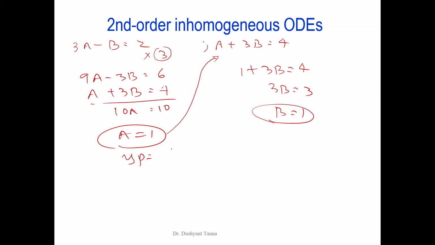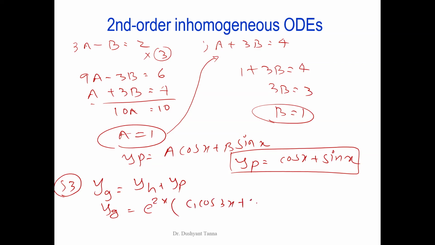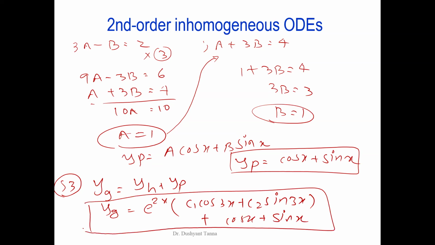Now your yp, which is a cos plus b sine, will be reduced to yp equals cos x plus sine x. That's your yp. And finally, step 3, which is the combination of yh and yp. So simply yg is yh plus yp. From our earlier work, yg is e raised to 2x times c1 cos 3x plus c2 sine 3x, plus this yp, which is cos x plus sine x. That is your final general solution.